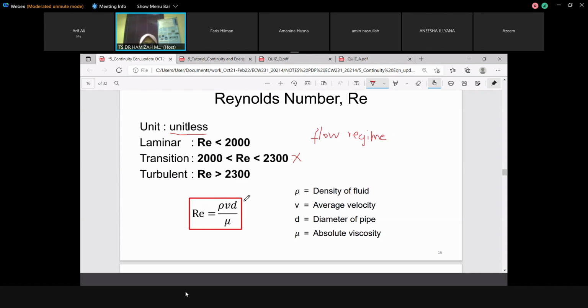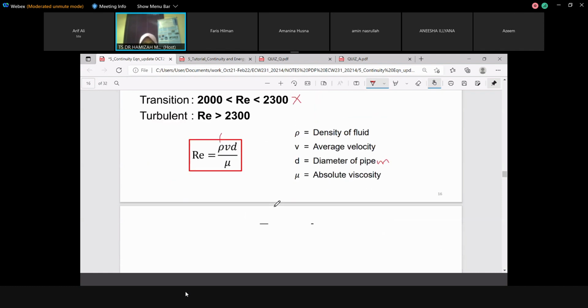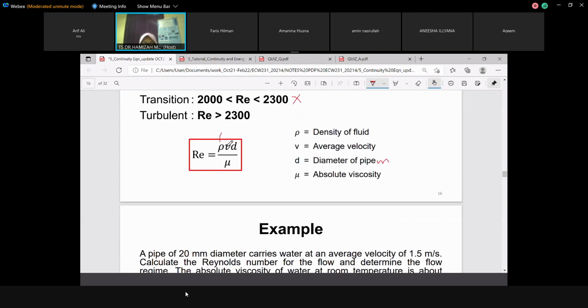So we have the density, which is the density of the fluid. Then we need to use the average velocity. D is the diameter of the pipe in meters. And then we also have the absolute viscosity. This one refers to the absolute viscosity of that fluid. So if the fluid is water, it is the absolute viscosity of the water.